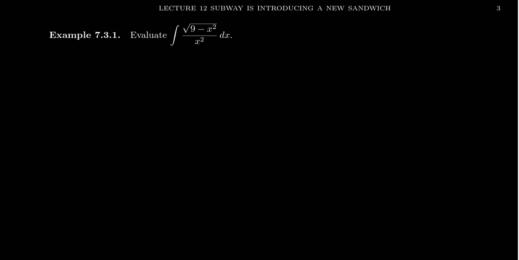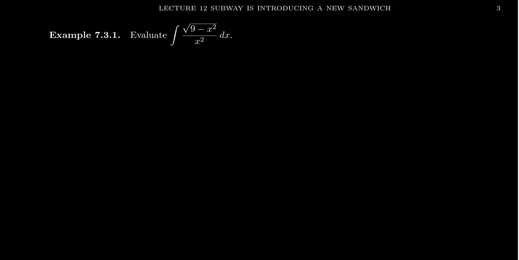Let's take a look at an example of computing an antiderivative using this technique of trigonometric substitution. So let's evaluate the integral of the function, the square root of 9 minus x squared divided by x squared, and find its antiderivative with respect to x.